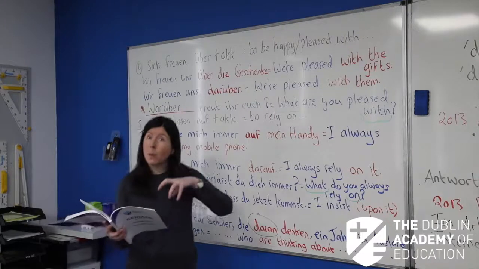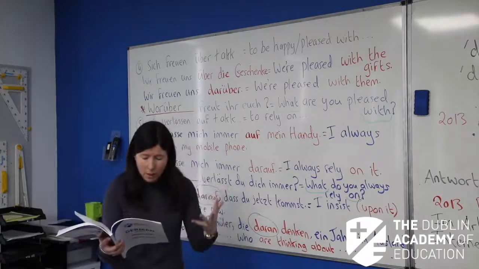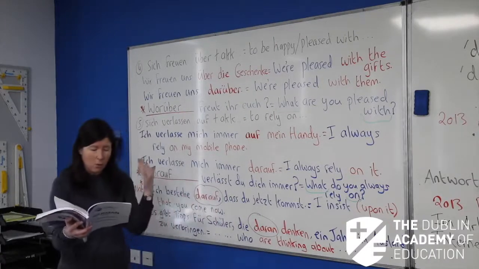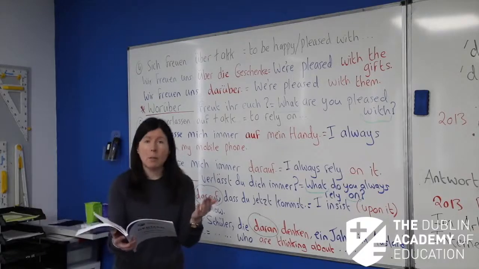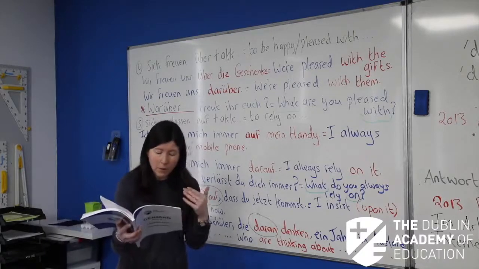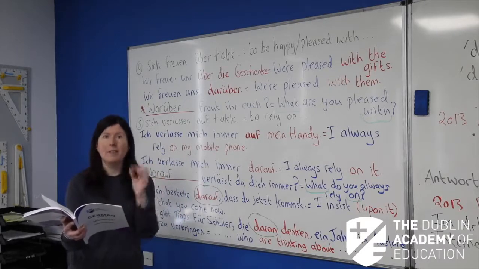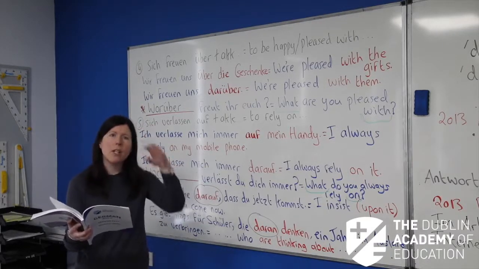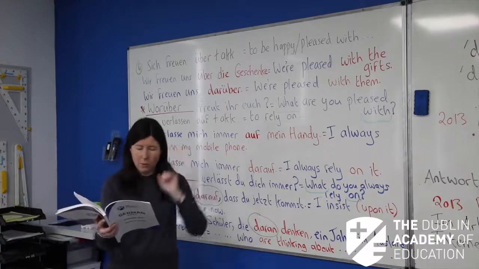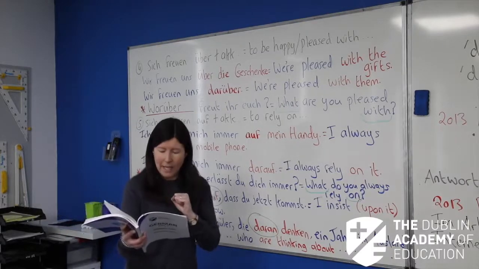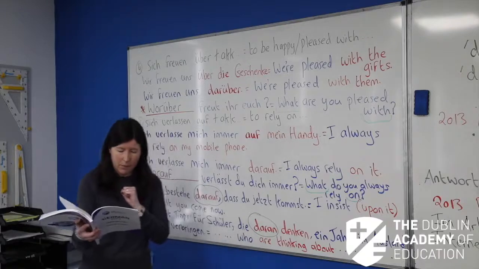But then if I want to ask the question, on or about what did you do the project? So on or about what haben Sie ein Projekt gemacht? There you're going to use worüber. Get the über, put the wo in front. The ü has an umlaut, so I must say worüber haben Sie das Projekt gemacht.